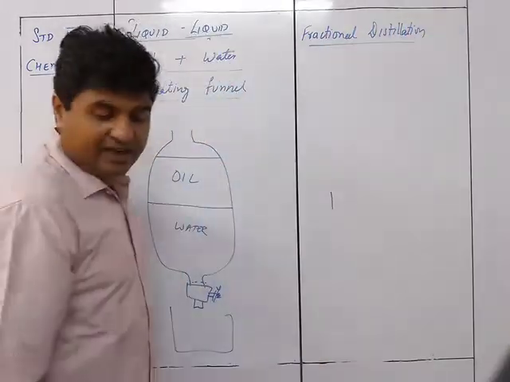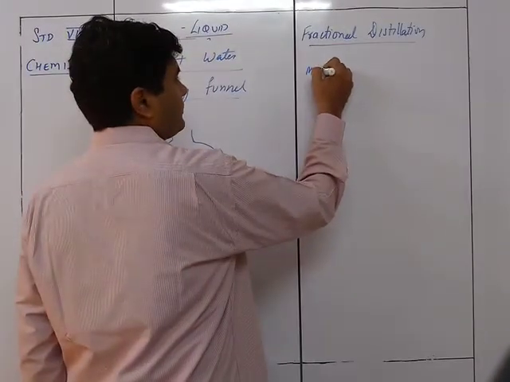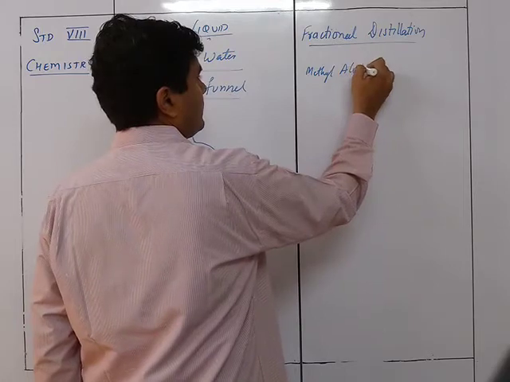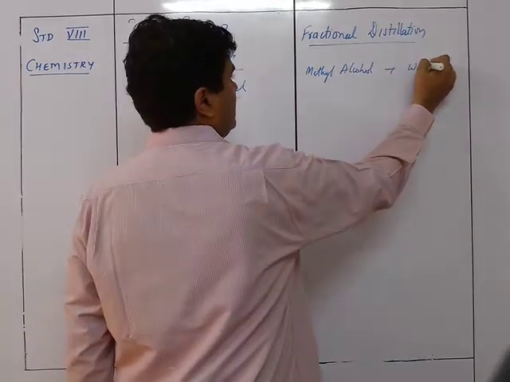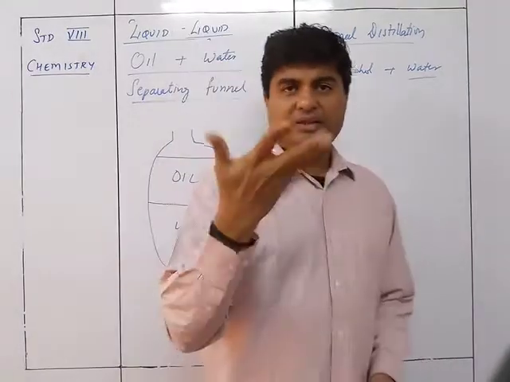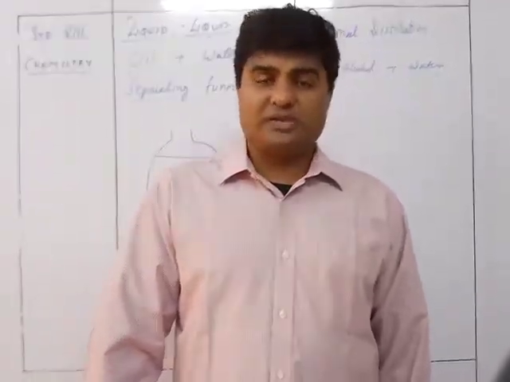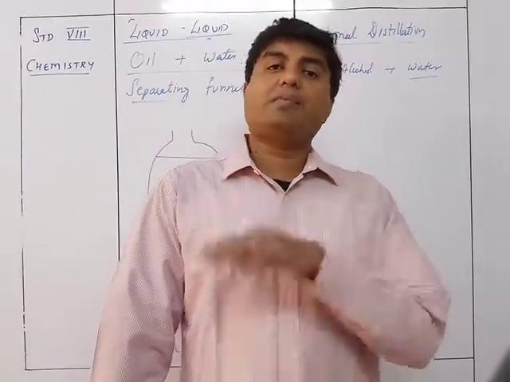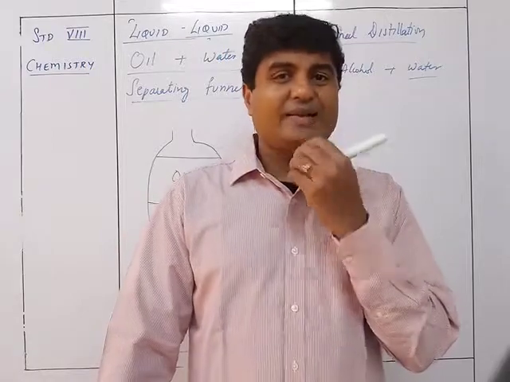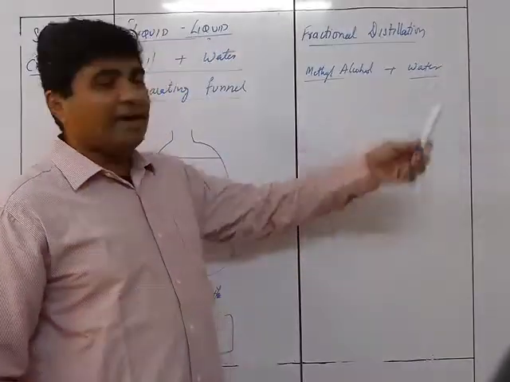So in a fractional distillation, what we have is something like methyl alcohol plus water. When methyl alcohol and water are combined together, you cannot make out the difference between the two. They are miscible liquids, so they get mixed up completely together. You don't come to know whether anything has been added to it or not. That's how they get mixed together.